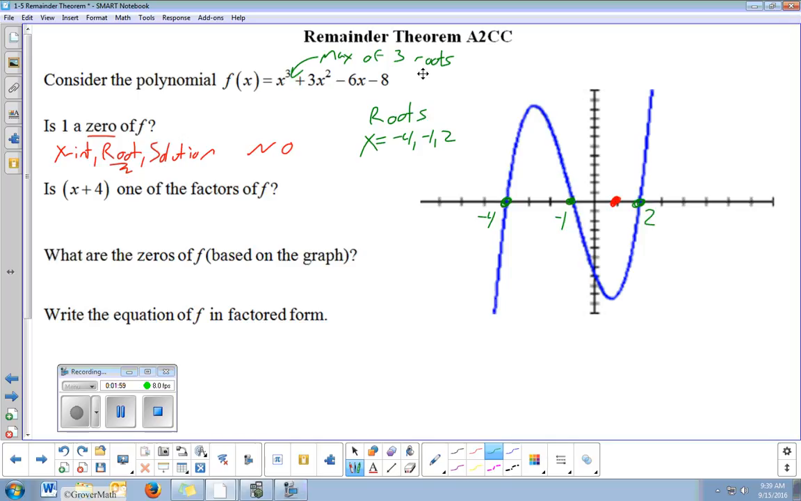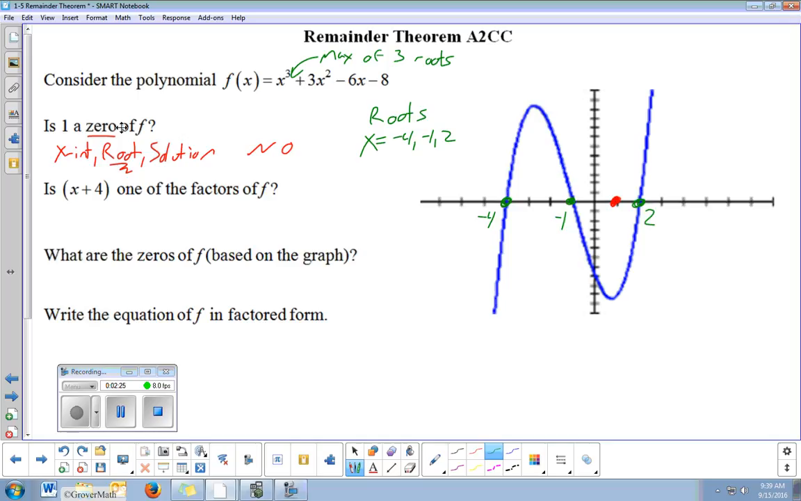Now, we're going to get more into this later on, that we can have less, and that would come into something called multiplicity. We could have one root with a multiplicity of 3. Or you could have one real root and two imaginary roots. But we're going to get into that on another lesson. But it is helpful to know that for degree 3, you will have a maximum of 3 roots. You will never see 4 intercepts for degree 3.